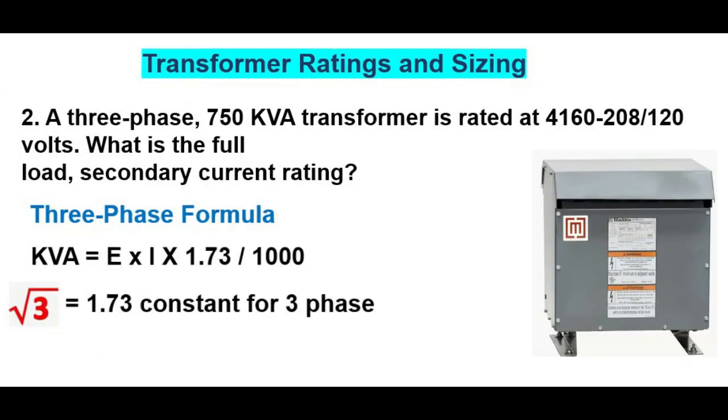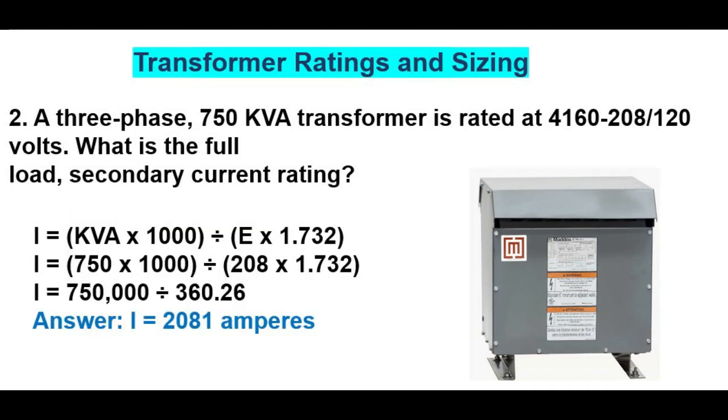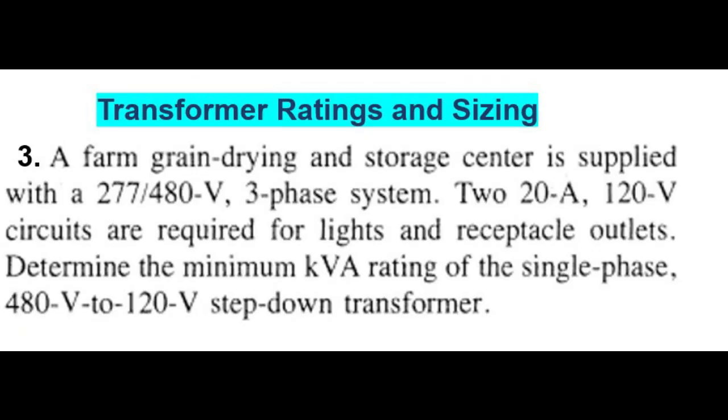Example number 2. A three-phase, 750 kVA transformer is rated at 4,160 volts primary and 208/120 volts secondary. What is the full load secondary current rating? I equals 750 times 1000, divided by 208 volts times 1.732. I equals 750,000 divided by 360. Answer: I equals 2081 amperes. Example number 3.